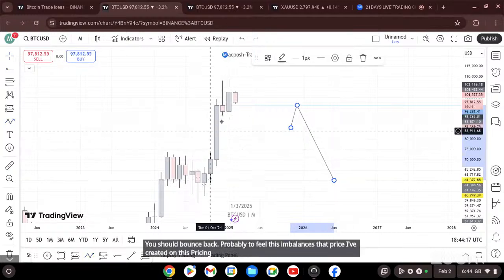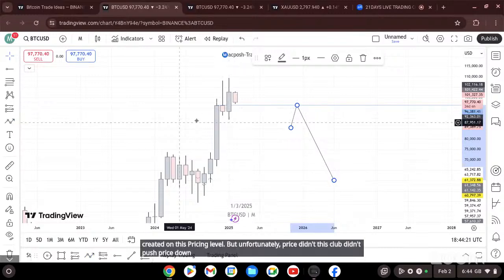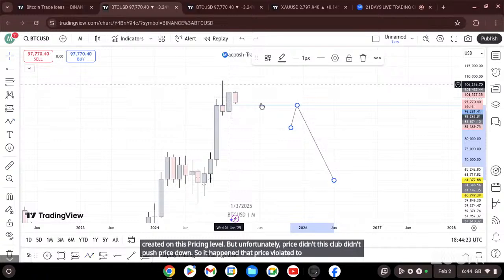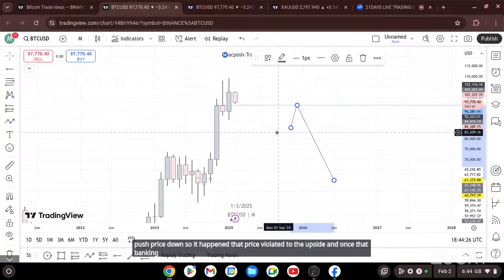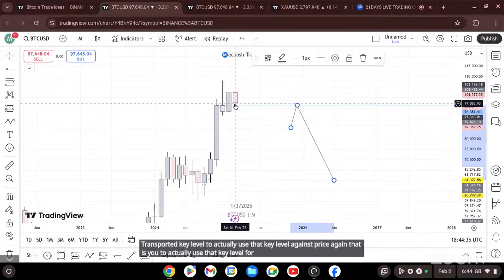But unfortunately, price didn't. This key level didn't push price down. So it happened that price violated to the upside. And one thing about key level is when price disrespects a key level, it will actually use that key level against price again. That is, it will use that key level for buys instead of sales again.